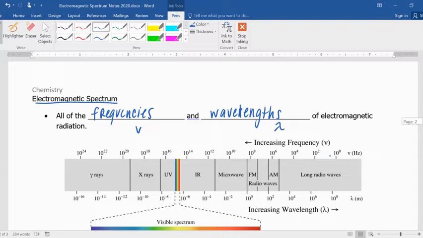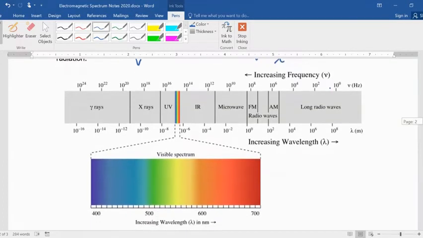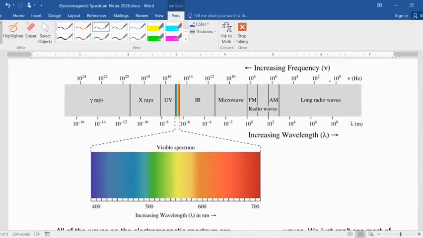So if we take a look at the electromagnetic spectrum, here we have this figure. You do not have to memorize this figure. It will always be given to you. And over on the left side of the electromagnetic spectrum, this is where we have our highest frequency and our shortest wavelength.